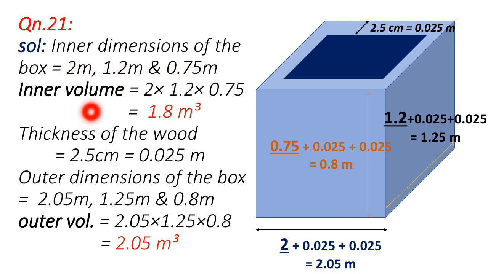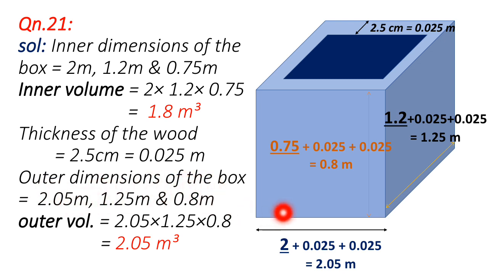The inner volume is equal to 2 into 1.2 into 0.75, so we have the inner volume as 1.8 meter cube. Now the thickness is given as 2.5 centimeter, so it can be converted into meter as 0.025 meter. As we have the thickness, we can calculate the outer dimensions, that means the dimensions for the outer box.